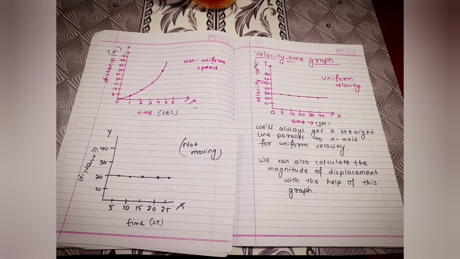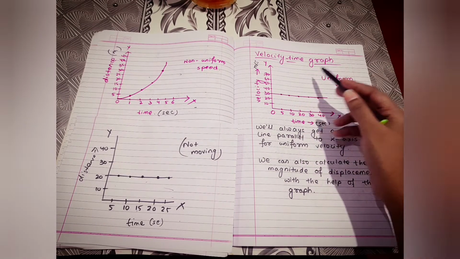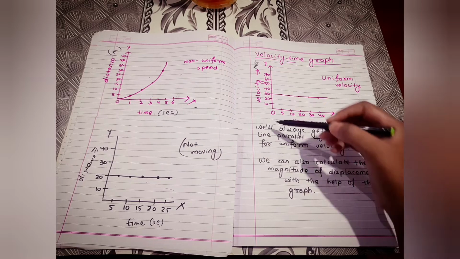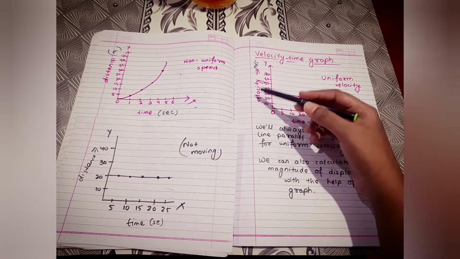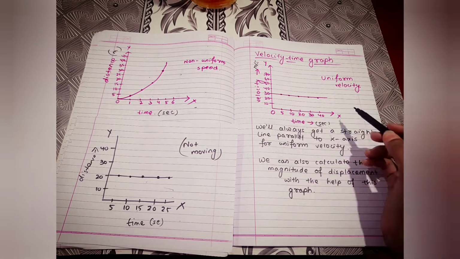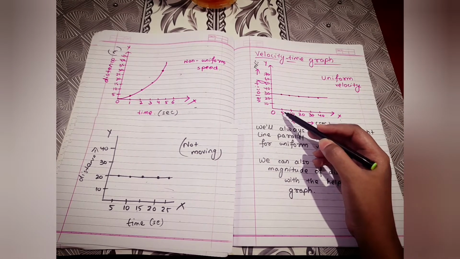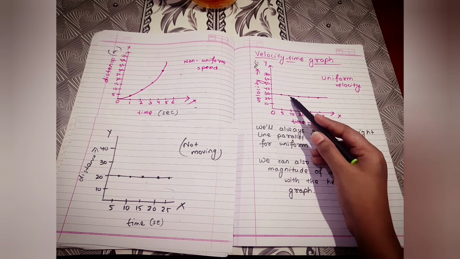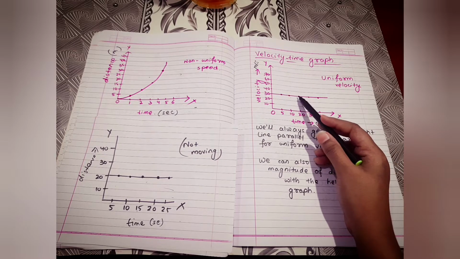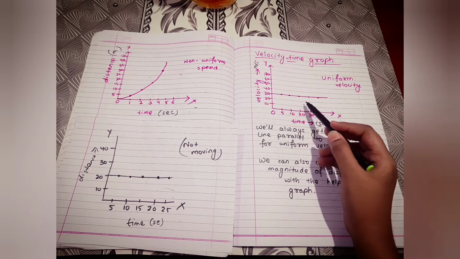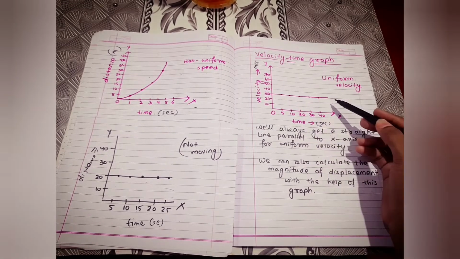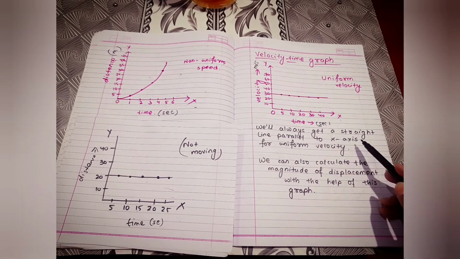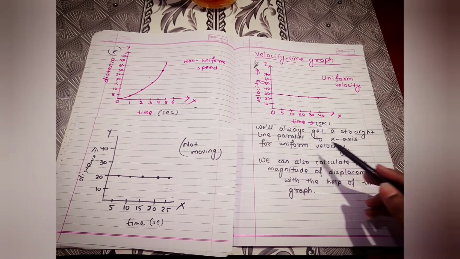Now let's move on to the second type of graph, that is the velocity time graph. As you can see, this is the x-axis which represents time in seconds, and this is the y-axis which represents velocity in meters per second. In this graph, in the first 5 seconds the velocity is 30 meters per second. In 10 seconds the velocity is 30 meters per second. In 20 seconds the velocity is 30 meters per second, and we can see the velocity remains constant. Joining all these points, we get a line parallel to the x-axis. So we will always get a straight line parallel to the x-axis for a uniform velocity.